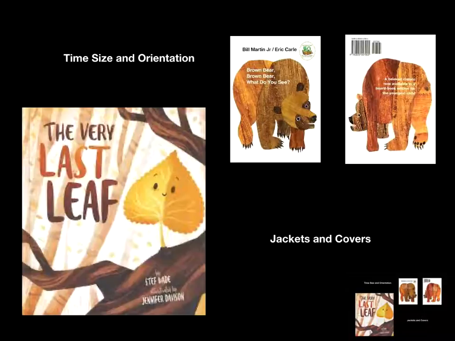For the very last leaf, this book is a jacket cover. The front cover and the back cover is the same picture, and it wraps around the sides. We can see that the tree on the very left side starts to wrap around to the back, and the back is the continuation of the tree.